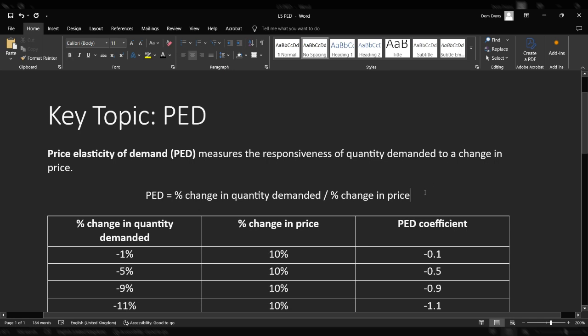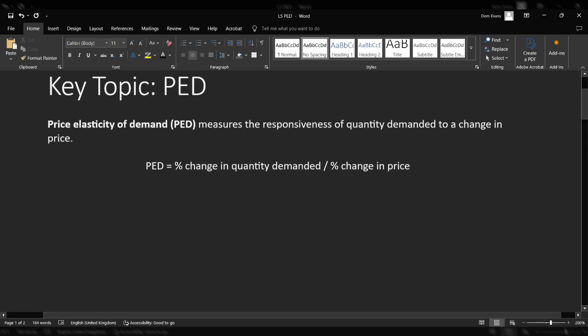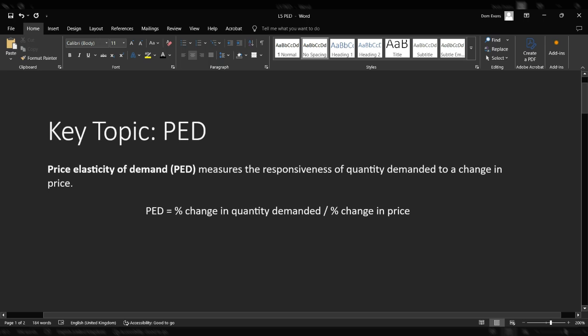Hi, this video looks at price elasticity of demand as a key topic to revise for A-level business. The definition and formula are on the board, I'll let you read them. Okay, so learn the formula off by heart. You have to do that. It's easy. Percentage change in quantity demanded divided by percentage change in price. Get it learnt. The definition is what we're measuring with price elasticity of demand.